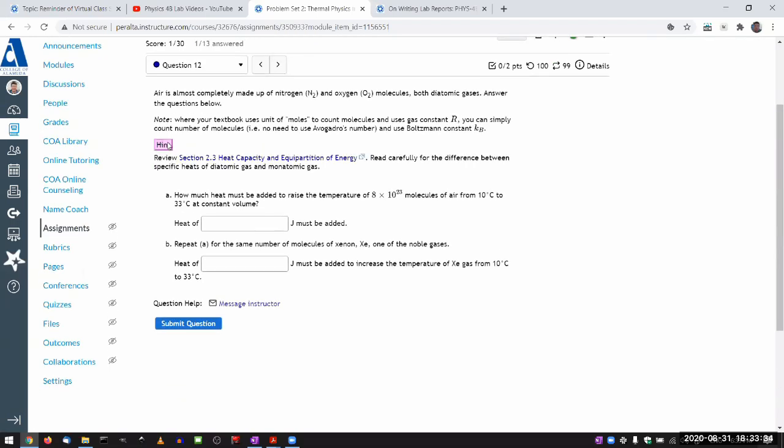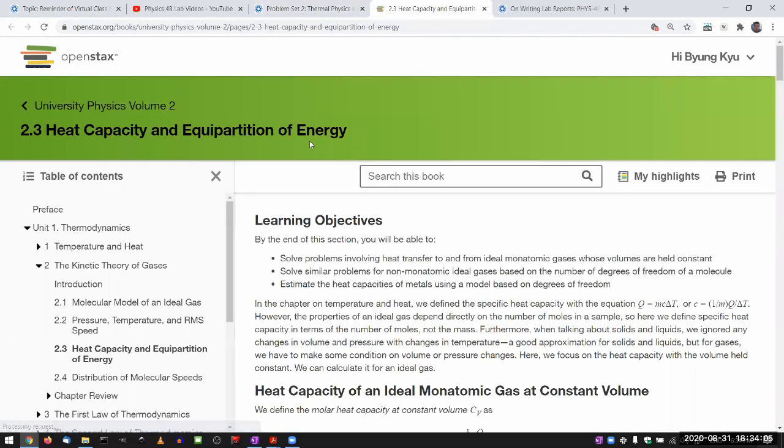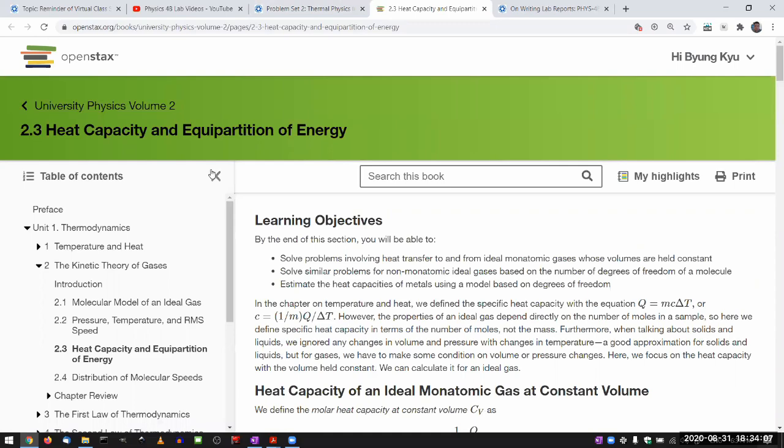So when you click on hint, it says, review section 2.3, capacity and equipartition of energy. When you look at specific heat, that's when you have to start to consider some of the properties of ideal gas that go beyond saying that it's ideal gas: that there's a distinction between diatomic gas and monatomic gas. So when you go to the section, you should read through that section more carefully.